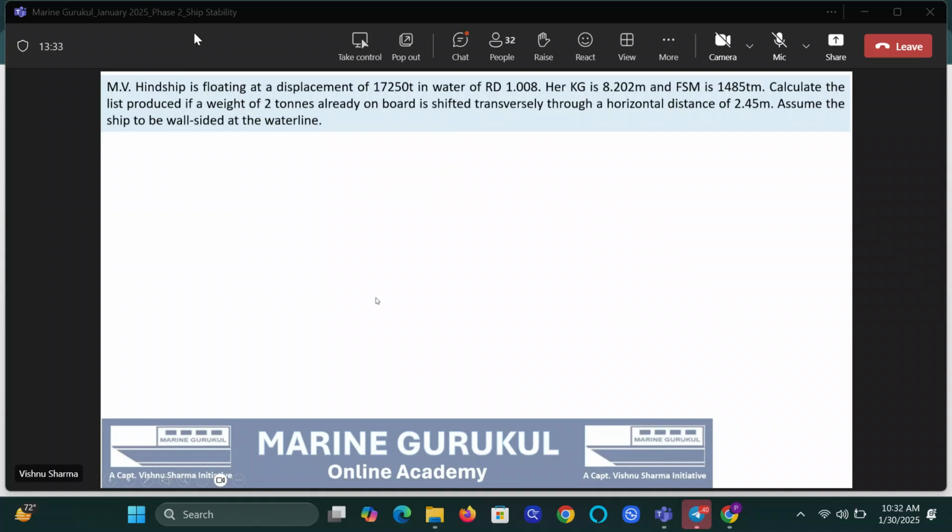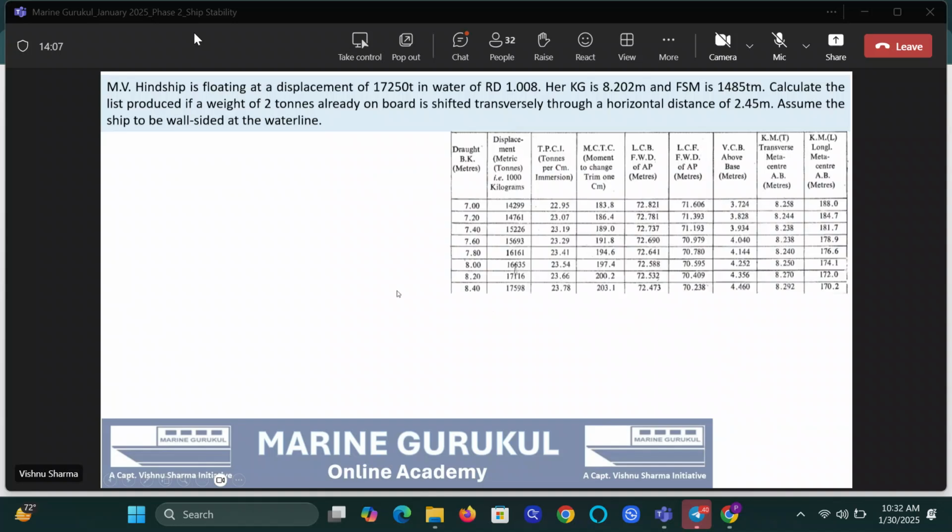Now see here. MV Hinge ship is floating at a displacement of so much in water of RD so much. This is the same question I've taken, but I've converted it into this question now so that I don't have to interpolate the hydrostatic particulars again. FSM 1485. Calculate the list produced if a weight of 2 tons already on board is shifted transversely through a distance of 2.45 meters. Assume the ship to be wall-sided at waterline. So I have not said GM is 0. And in such cases, what will I do? I'll get the particulars and start solving, thinking it to be a normal list question.